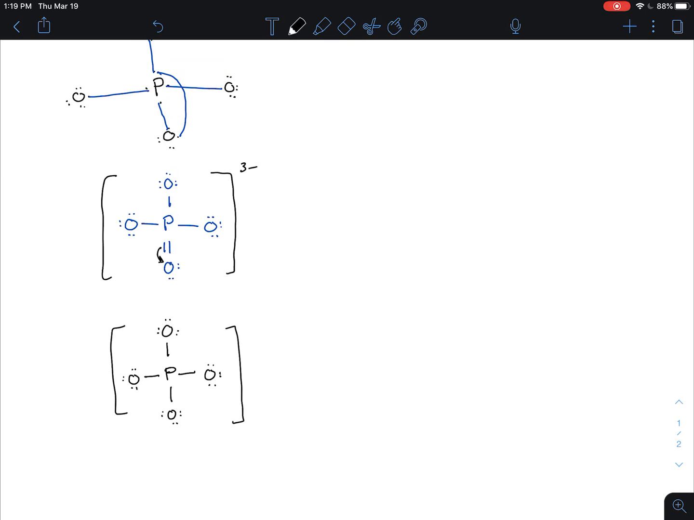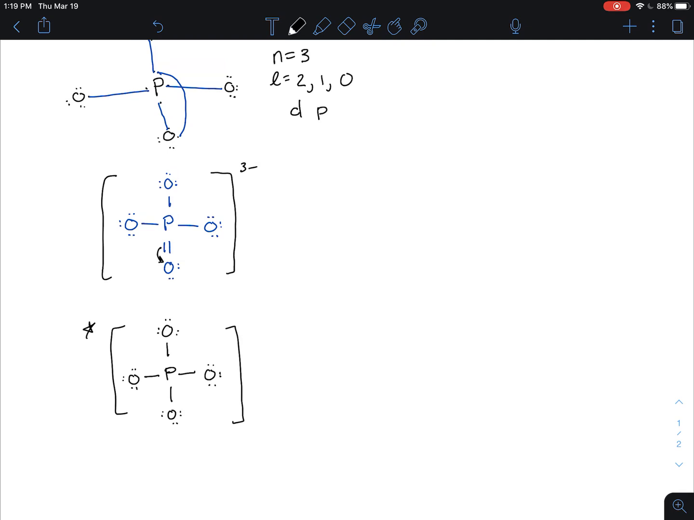Super important is to make sure that you have your brackets and your 3 minus. But now, how do I figure out which one's the better structure? Now, if you can't expand the octet, then you would have to go with the bottom structure here. But phosphorus is in period 3 on the periodic table.